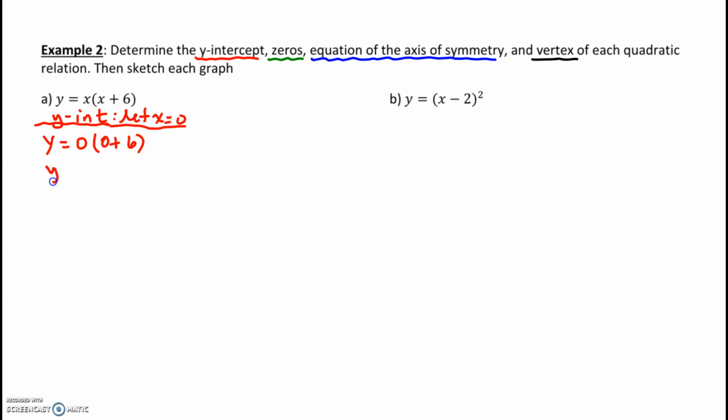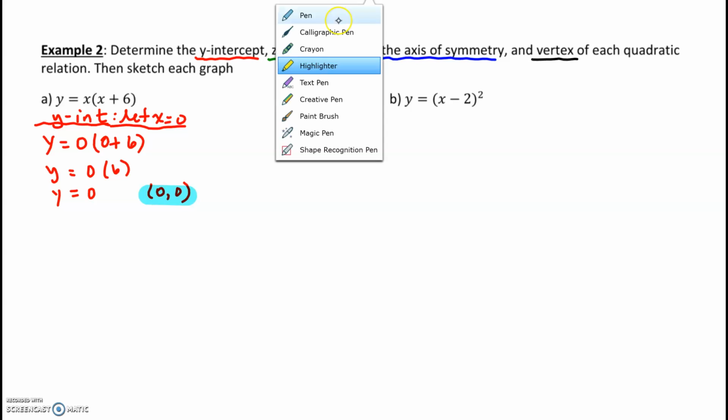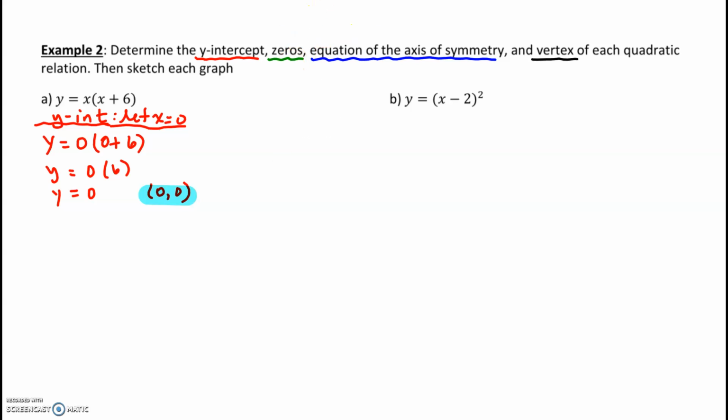According to order of operations, we know we do brackets first. That's 0 plus 6, which is 6, and 0 times 6 is just going to give us 0. And I'm going to write that as an ordered pair, because remember we have to graph this after. So that's our first point on a graph. Interesting, we can see that our y-intercept goes through the origin. All right, let's do our zeros now.